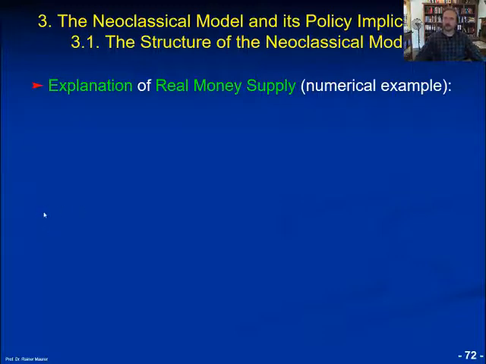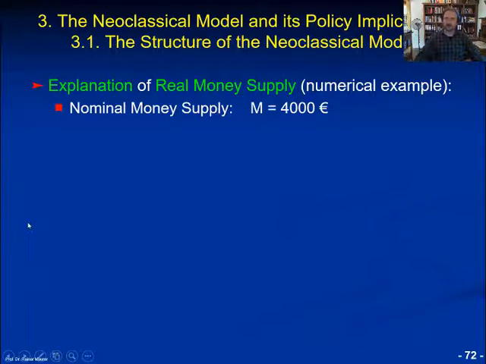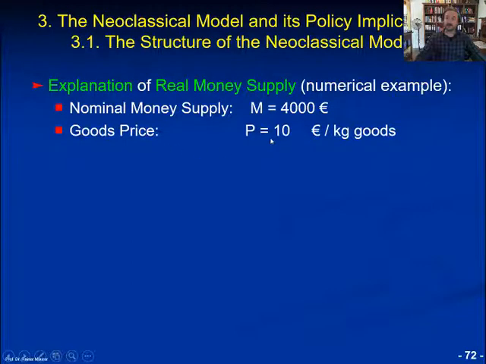Let's use the following numerical example. Nominal money supply by the central bank is equal to 4,000 euro. Just to give you an idea, currently the cash in circulation provided by the European Central Bank equals about 1,200 billion euro. Let's assume that the goods price level equals 10 euro for 1 kilogram of good. And the good in this example is of course GDP, units of GDP measured in kilograms.